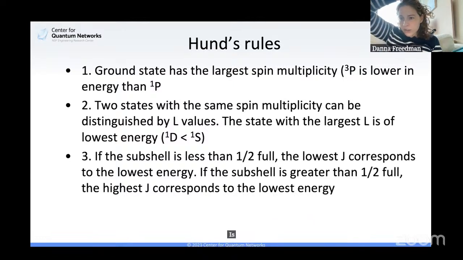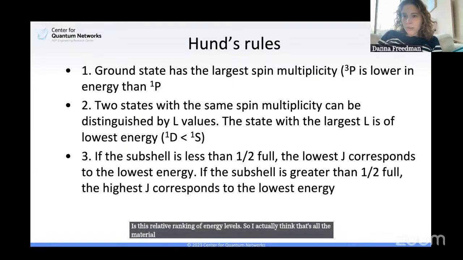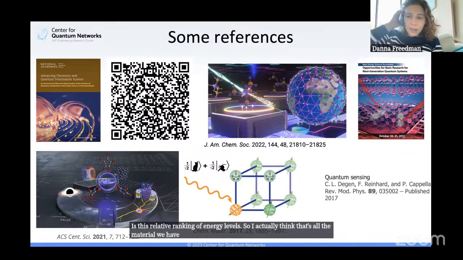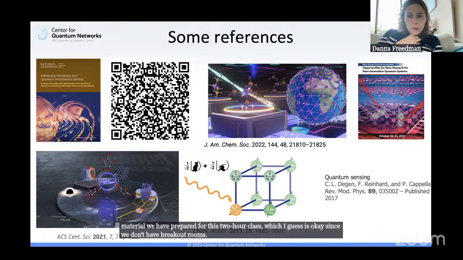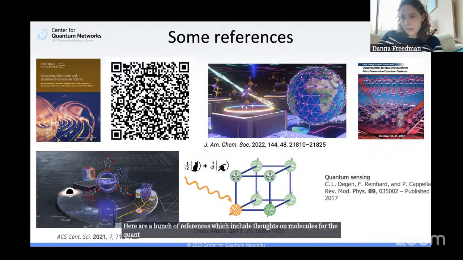So I actually think that's all the material that we have prepared for this 2-hour class, which I guess is okay since we don't have breakout rooms. Here are a bunch of references, which include thoughts on molecules for the quantum internet, if you'd like to read more.